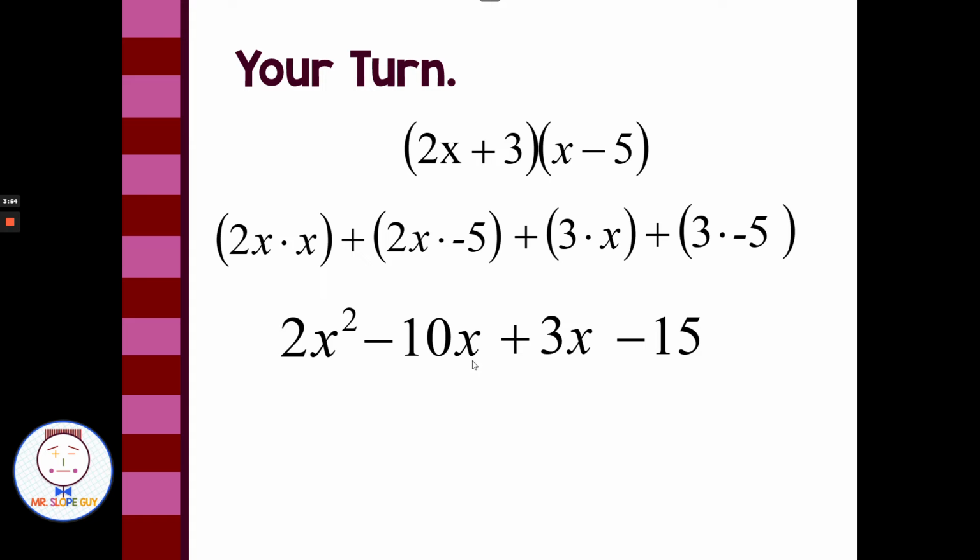And we have these like terms again in the middle. We have negative 10x and plus 3x, combined to be negative 7x. And bring everything else down. And in descending order, or standard form, we have 2x squared minus 7x minus 15.